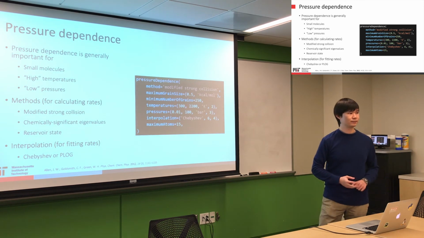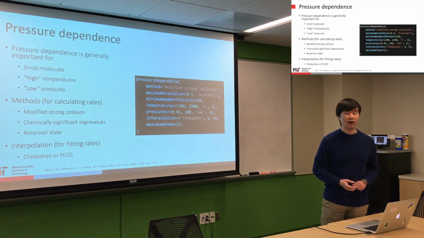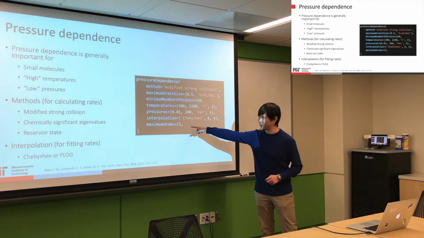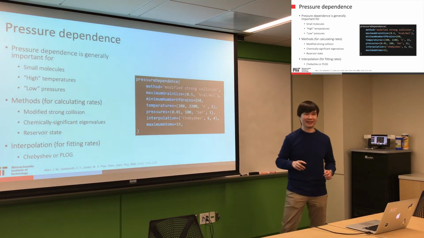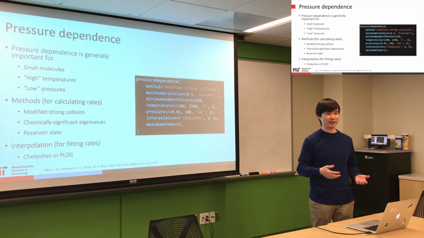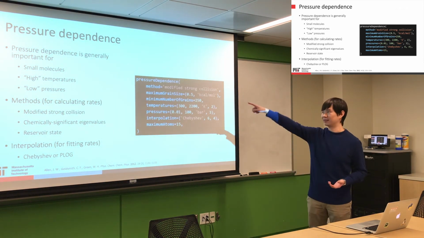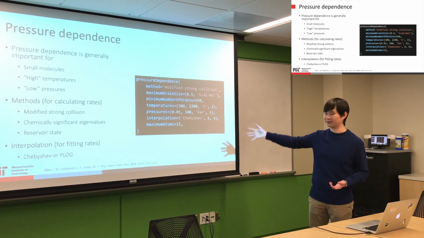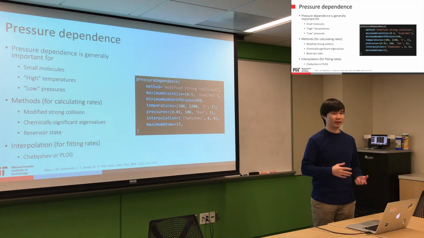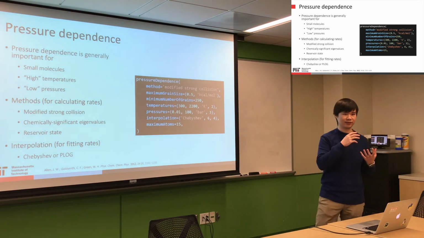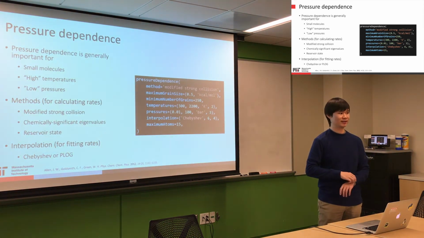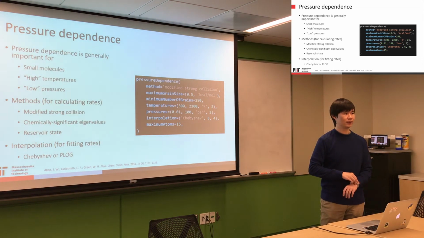And will it do pressure dependence for all reactions? Good question. You can set the maximum atoms for the size of the molecule that you want to consider pressure dependent. As I mentioned, it's generally important for small molecules, so setting this somewhere around 15 or 16 will limit the molecules that go into pressure dependent networks to those smaller than that. And not for bimolecular reactions?